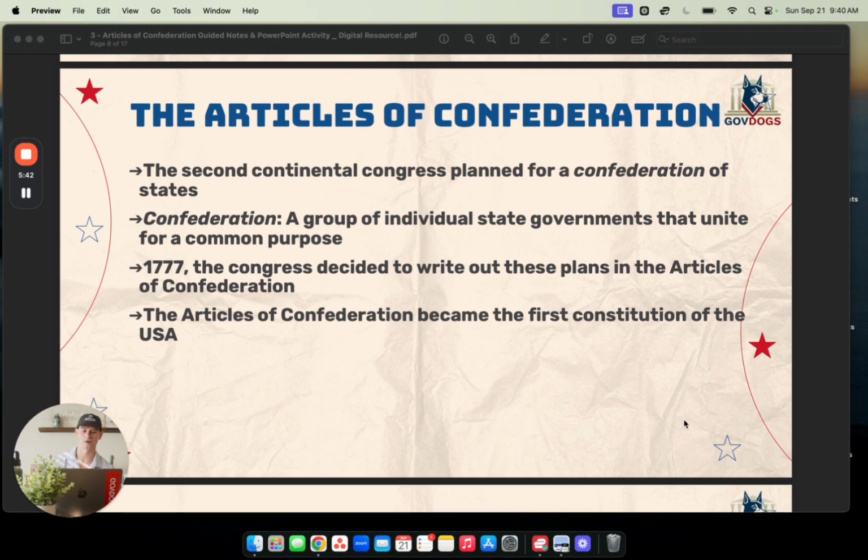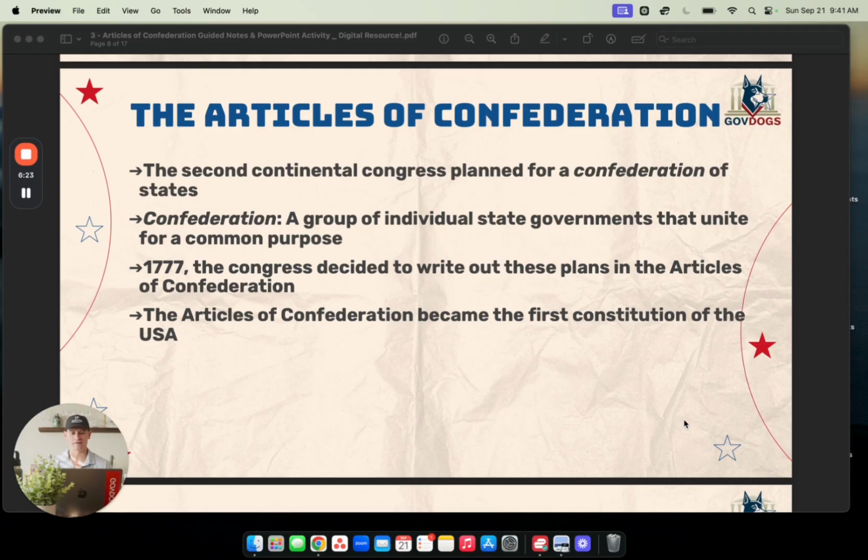So at the Second Continental Congress, the framers of the Constitution, or in this case the Articles, planned for a confederation of states. The vocabulary word confederation is just a group of individual states that unite for a common purpose. Like I said with the example before, Virginia kind of cared about Virginia. They didn't necessarily care about New Jersey or New York or Delaware, right? They were kind of self-interested. Yes, they were under the umbrella of America, but they were more interested in their own state than the country as a whole. That's not really a good way of creating a strong country when you have states that are interested in themselves instead of the greater good.